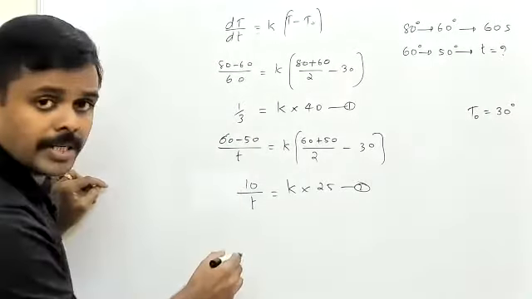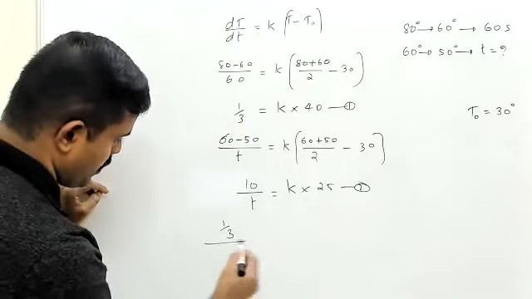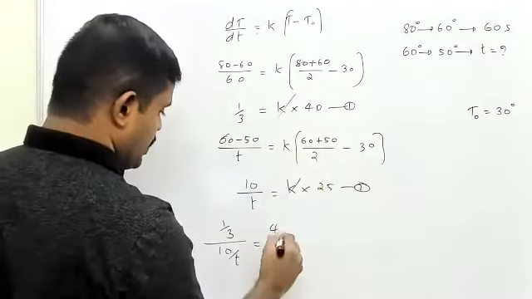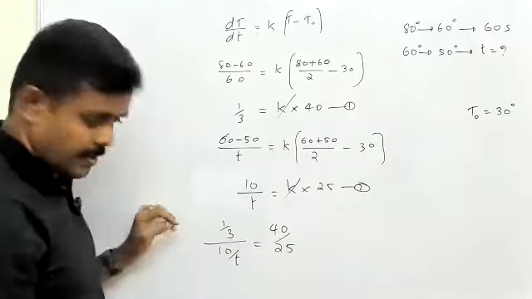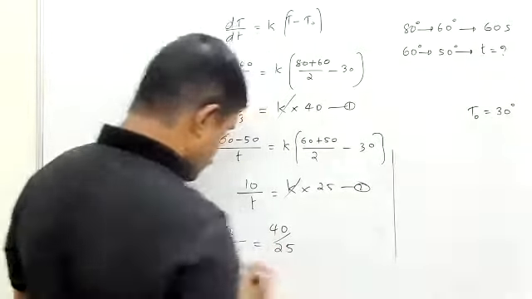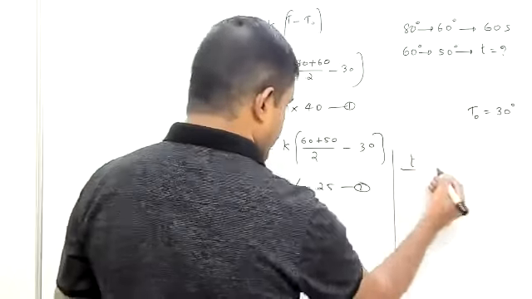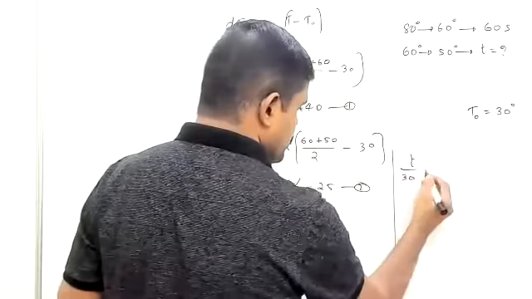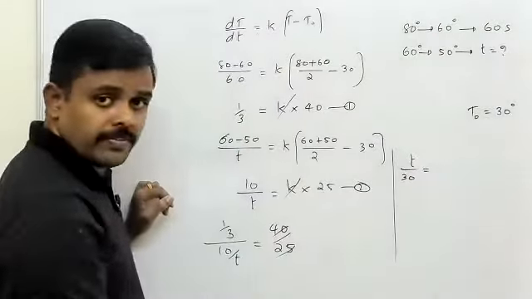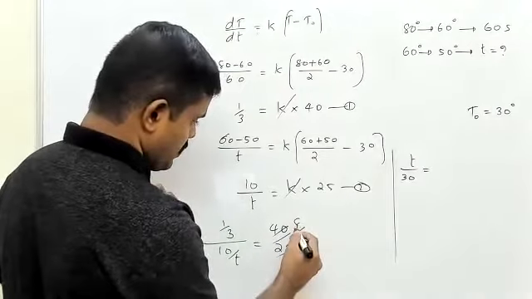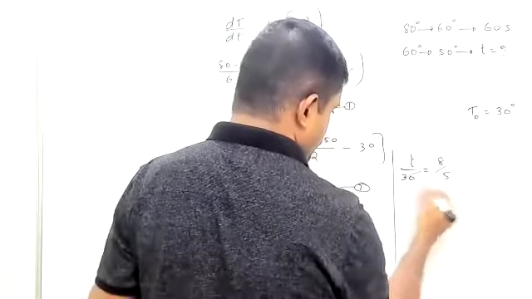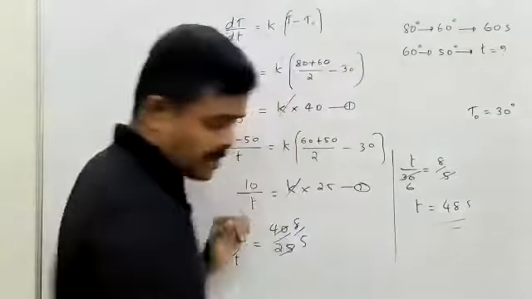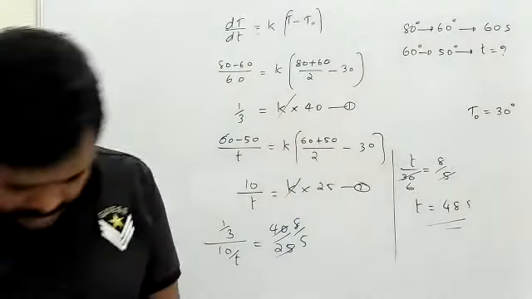1 by 3 by 10 by t is equal to, on the right side K cancels, 40 by 25. Taking the numerator, t goes to the numerator and 3 goes along with 10. It is t by 30 is equal to 40 by 25, which cancels with 5 to give 8 by 5. 5 and this cancel, and this is 6. Cross multiply: 6 into 8 is 48 seconds. Is it there in the options? 48 seconds.